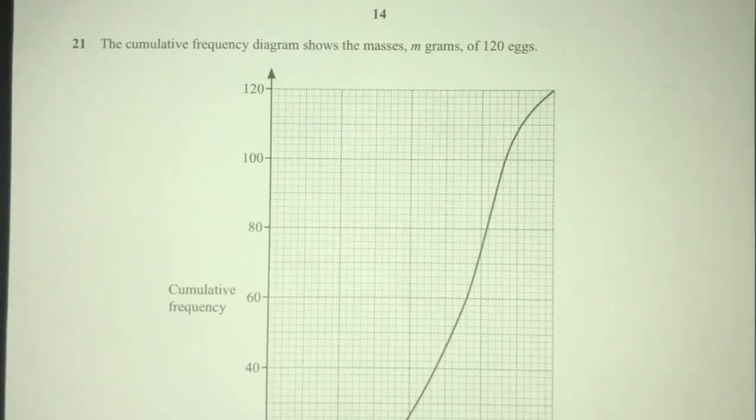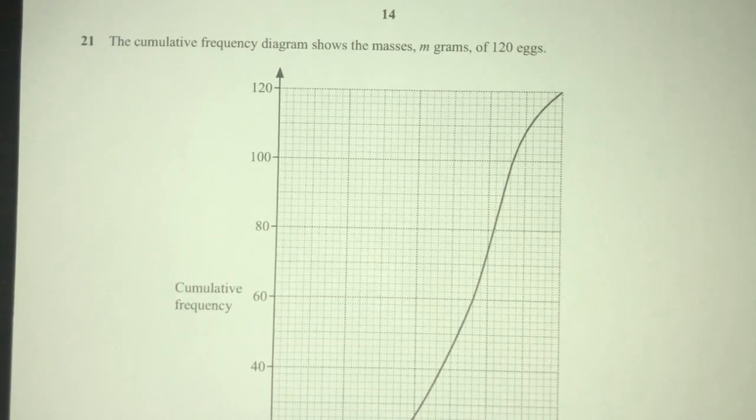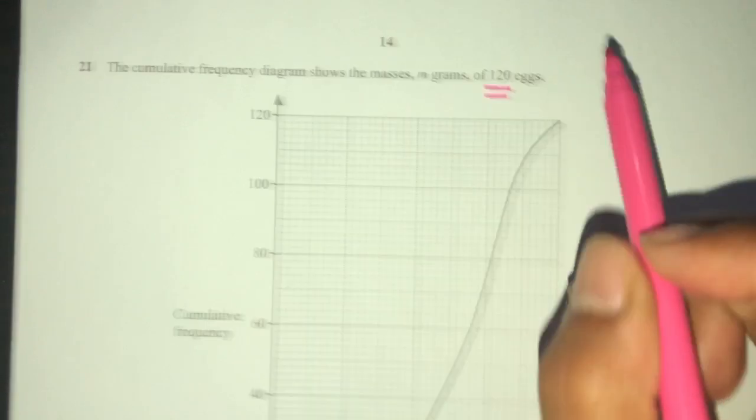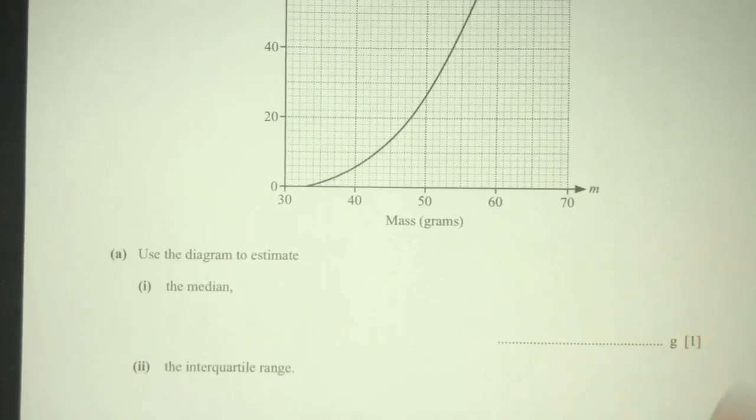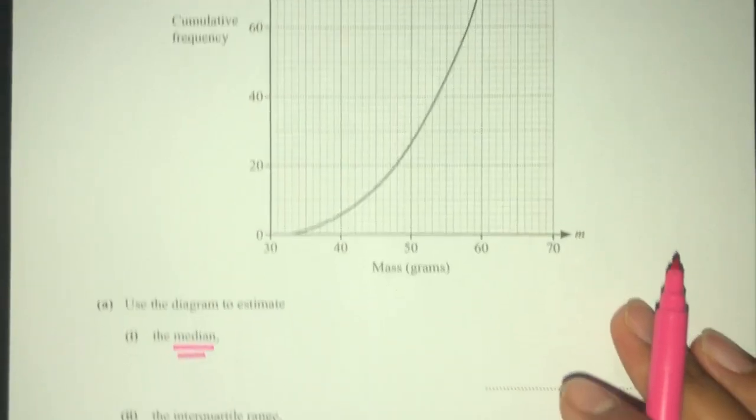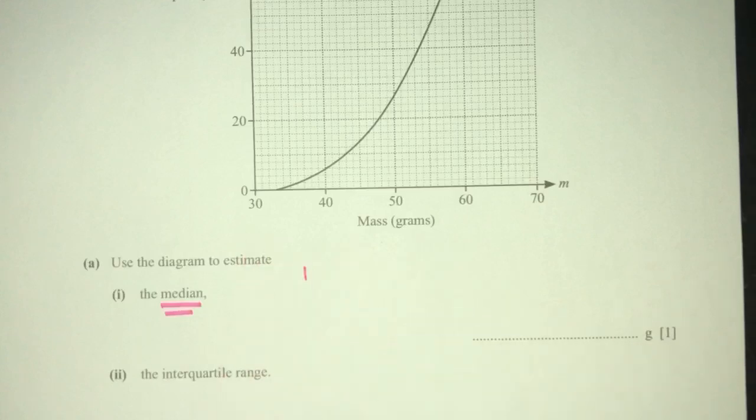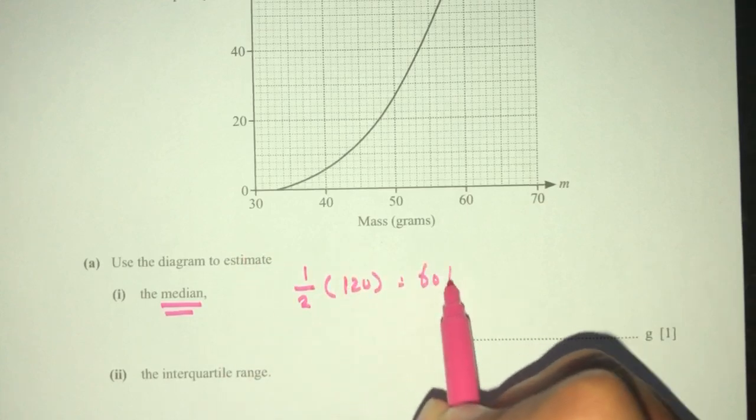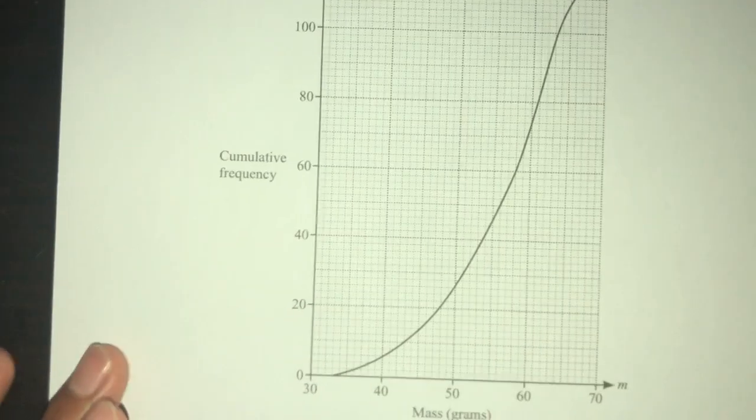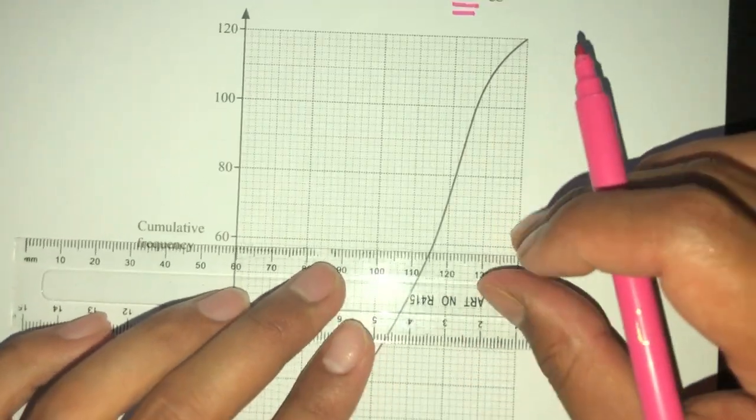Now let's move on to question number 21. So here we have the cumulative frequency diagram. It shows the masses m grams of 120 eggs. So in total, we have 120 eggs. All right, cool. For part one, we have to use the diagram to estimate the median. The median will be the middle value, half times the number of eggs. That will be the 60th element. So obviously we have to use the graph. The 60th element will be right here.